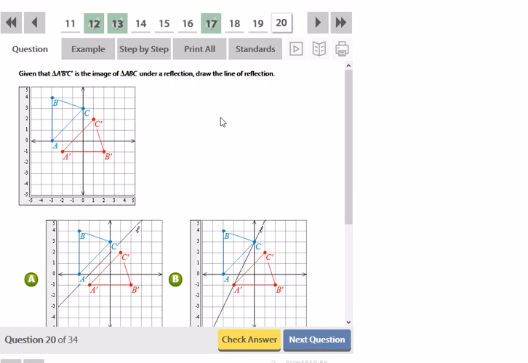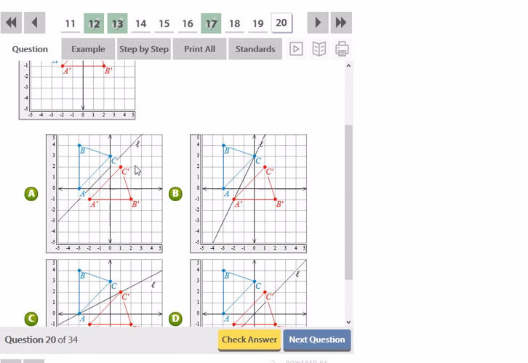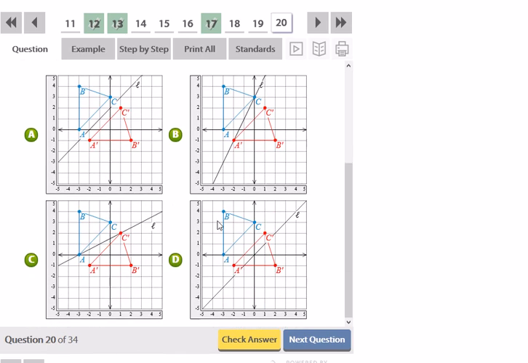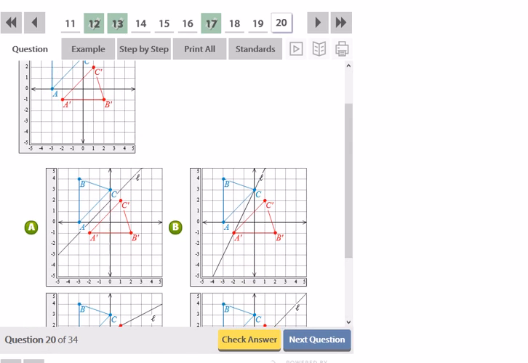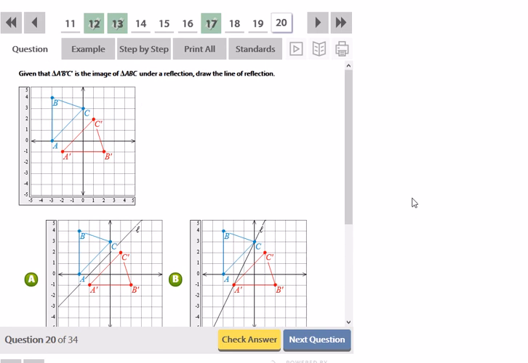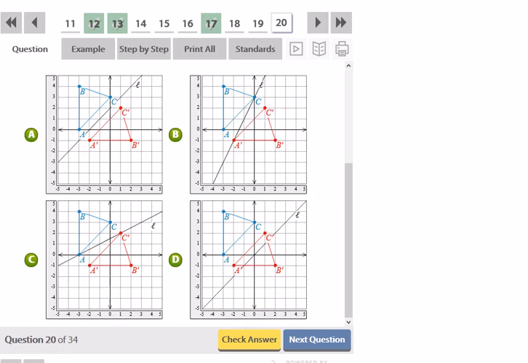Given that A'B'C' is an image of ABC under a reflection, draw the line of reflection. So we have to figure out a line where these points would be equidistant from each other. And the easiest thing is just to look at all the options. I can tell from looking at this that the axis of reflection is going to have to somehow be diagonal right around here, because that's what would make all the pre-image points be equidistant from the image points. And that's confirmed by looking at A. A is the one.